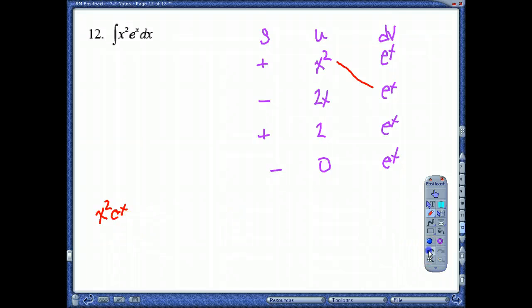Clearly my handwriting has not gotten any better. Okay, and then the next diagonal, negative 2x times e to the x, negative 2x e to the x. Try to make sure they can tell that's a power and not a multiplication there. And then plus 2 times e to the x. And don't forget your plus c.